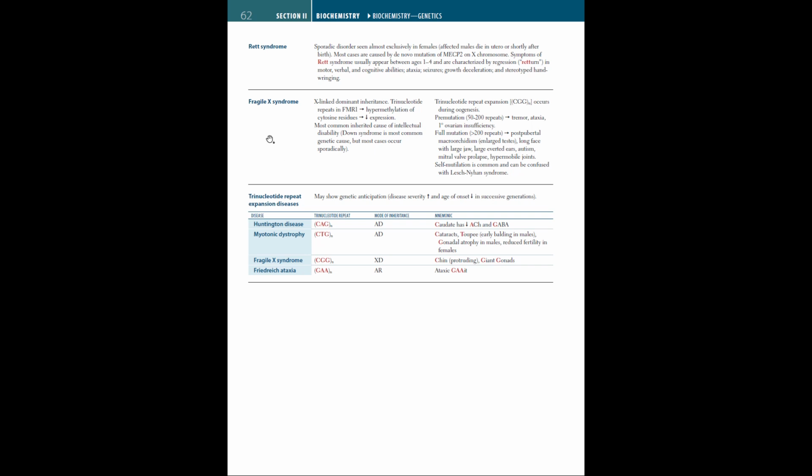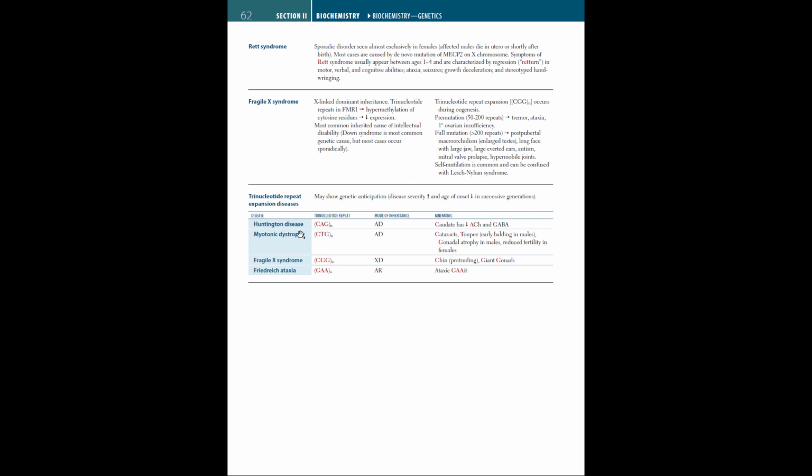Like we discussed earlier, Fragile X syndrome is a part of the trinucleotide repeat expansion diseases, and these may show genetic anticipation, or disease severity increasing and age of onset decreasing in successive generations. So the longer the trinucleotide repeat expansions you have, the more symptoms or disorders you can have.